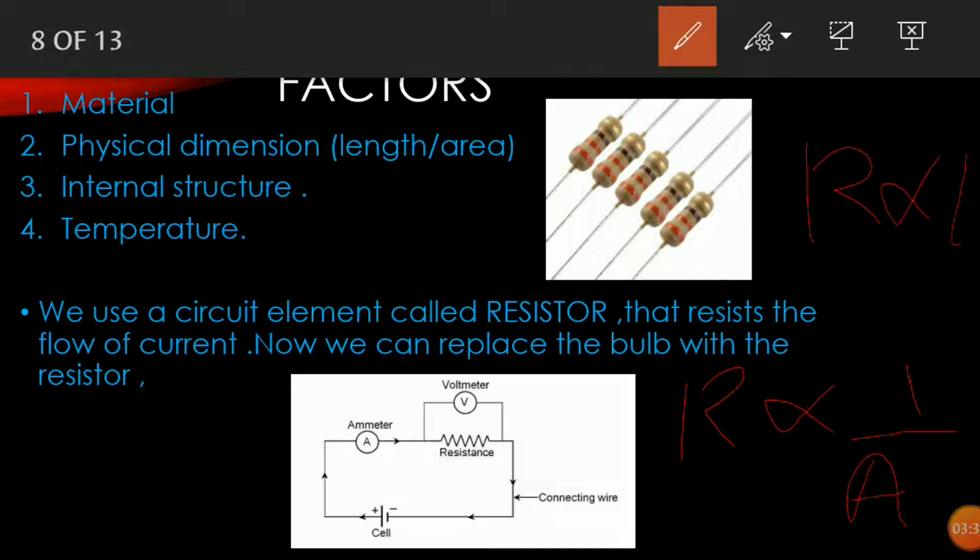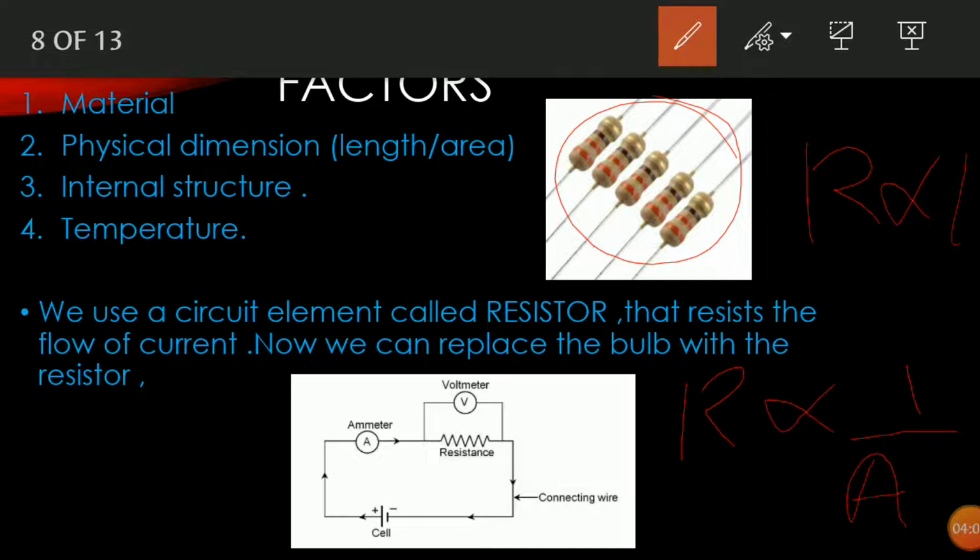Next is its internal structure, that is, the atomic structure of the conductor. Next, its temperature. Now, how can we vary the resistance? Yes, we can vary the resistance by varying all these factors. We use a circuit element called a resistor, as you can see in the figure, that resists the flow of current. Now we can replace the bulb which we have used in the previous experiment with the resistor.